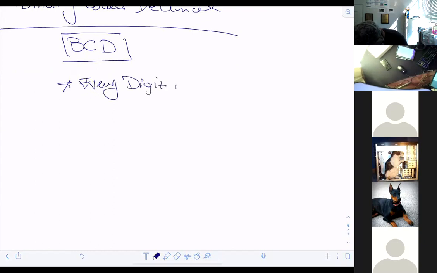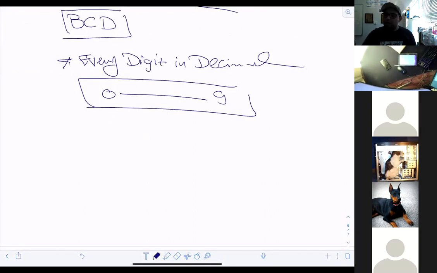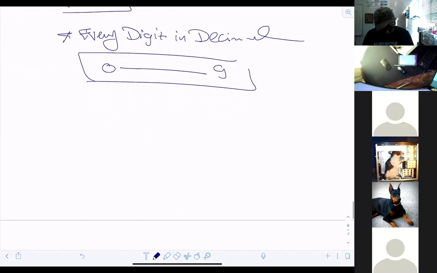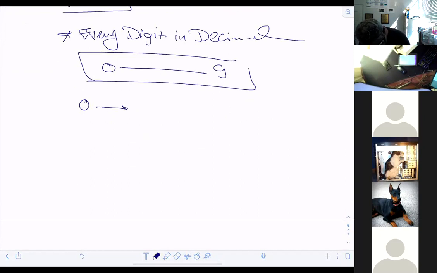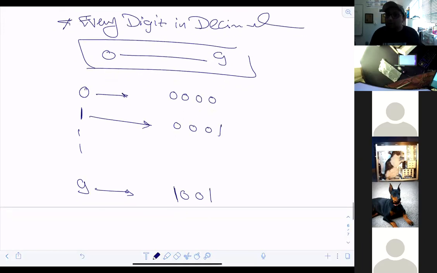digit in decimal is between 0 to 9. If I would like to convert this 0 to 9 to binary, how many bits do I need to represent them? 4 bits. 4 digits of binary, okay? So for instance, 0 can be represented as 0, 0, 0, 0, up to 9, which is basically 1, 0, 0, 1. Make sense?